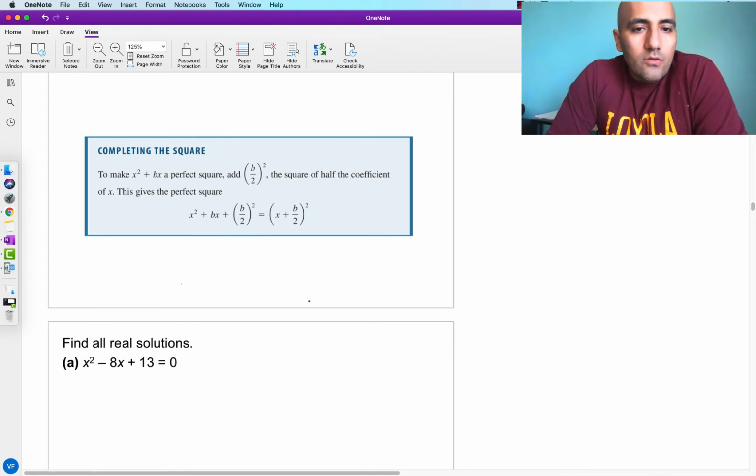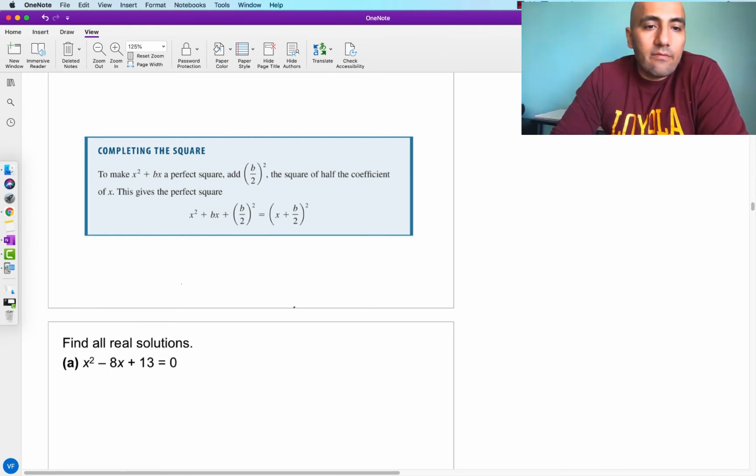Okay, so the rule for this is that to make x squared plus bx a perfect square, we're going to add b over 2 squared, the square of half the coefficient of x. This gives the perfect square x squared plus bx plus (b over 2) squared, and that'll be a perfect square trinomial, which gives you this in its factored form.